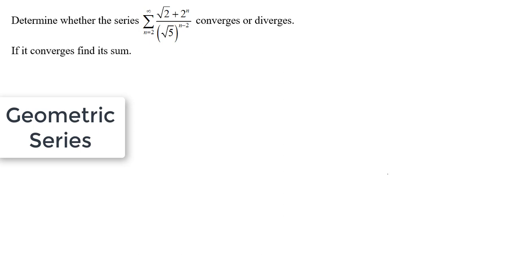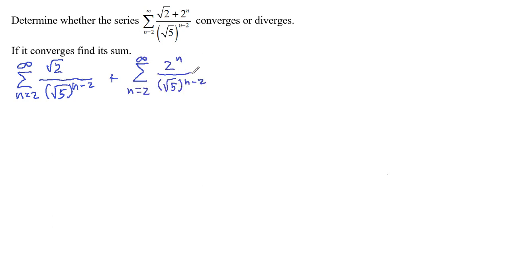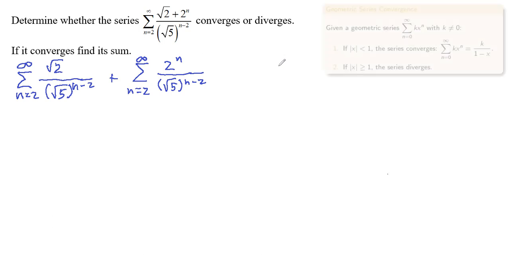We are asked to determine whether the given series converges or diverges, and if it converges, we are asked to find its sum. Let's first notice that the series is a sum of two series, like so. Now we notice that both of these series are geometric. Why is that? Let's rewrite them more conveniently and use the associated theorem.